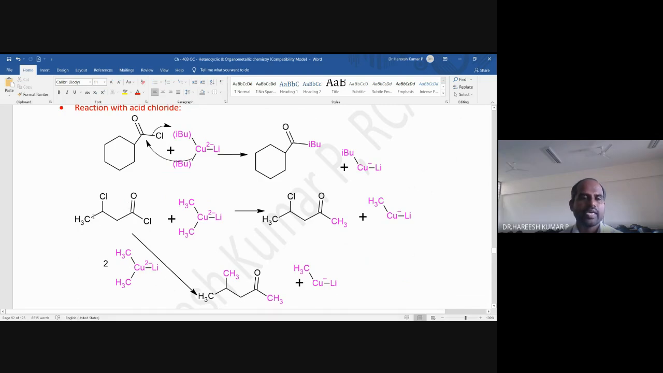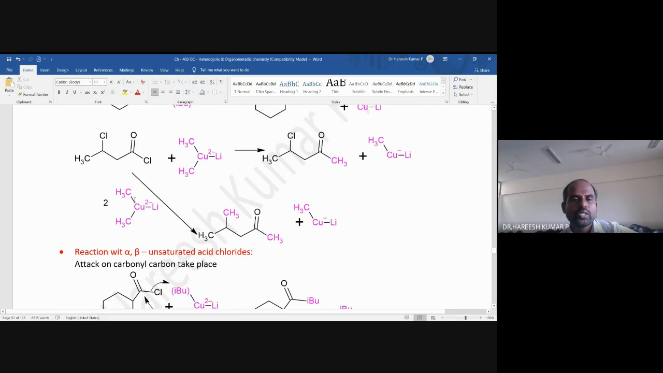Similarly, here I am taking an acid chloride as well as an alkyl halide. This is an alkyl halide and this is an acid chloride. As you are aware, acid chlorides are more reactive compared to alkyl halides. So if you are using one equivalent of dialkyl lithium cuprate, it replaces the acid chloride, and that is how the ketone is obtained. Suppose you are using 2 equivalents, then there is a replacement of the other halide which is attached to the same compound. So that is the reason 2 methyl groups are obtained.